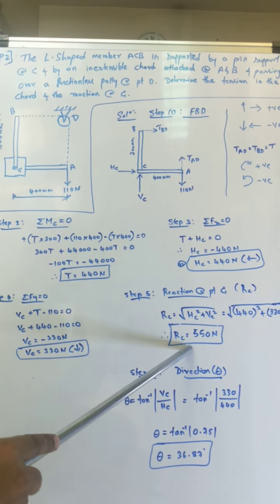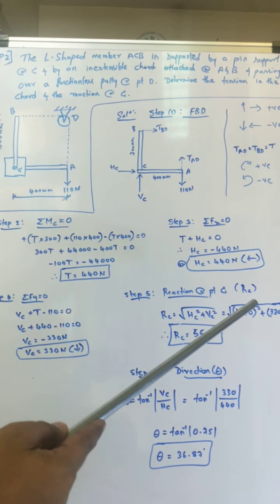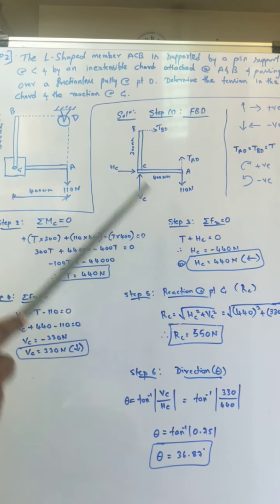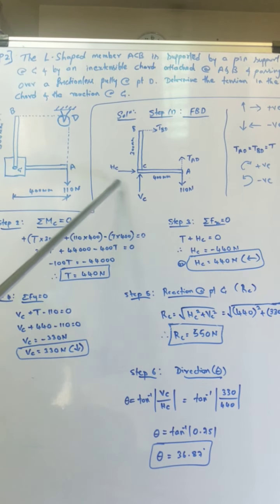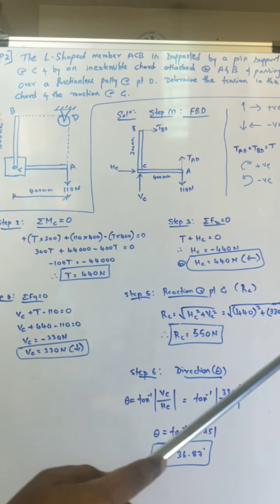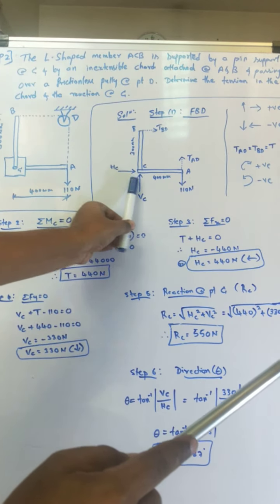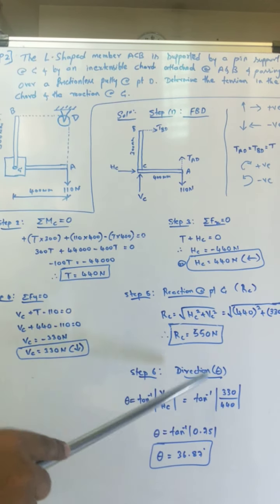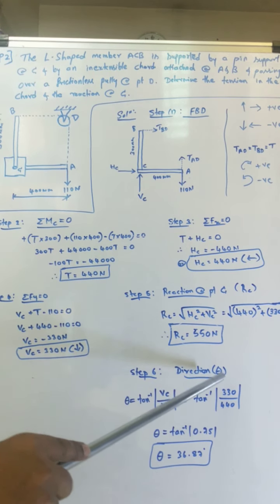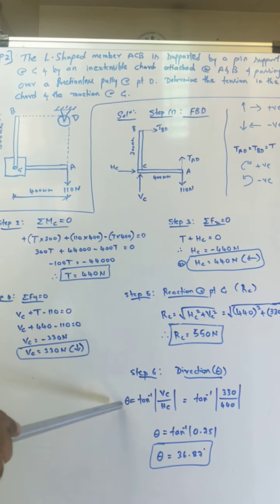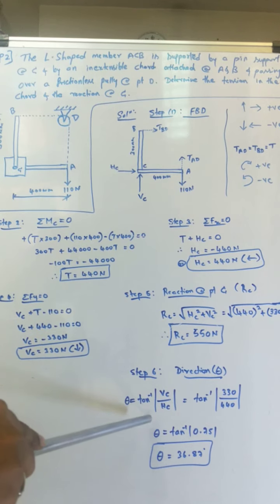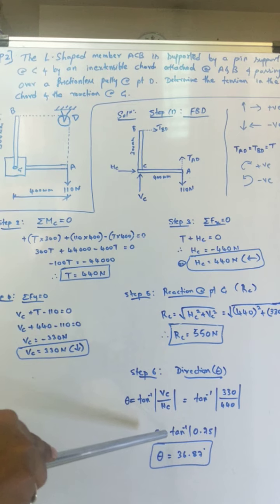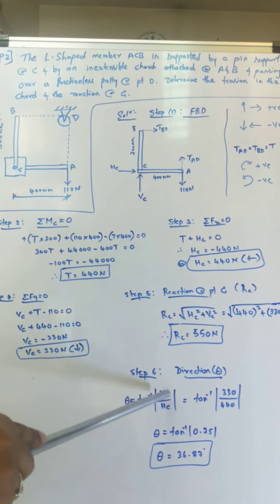So you got the magnitude, but what is the direction? That means at what angle is the force acting at point C. Because of HC and VC, there is a single resultant force acting at point C. But in which direction does it act, what is the angle? For that, you need step 6, that is direction, theta. You know the formula: tan theta is equal to the modulus of VC divided by HC, vertical force divided by horizontal force. Theta is equal to tan inverse of VC by HC.